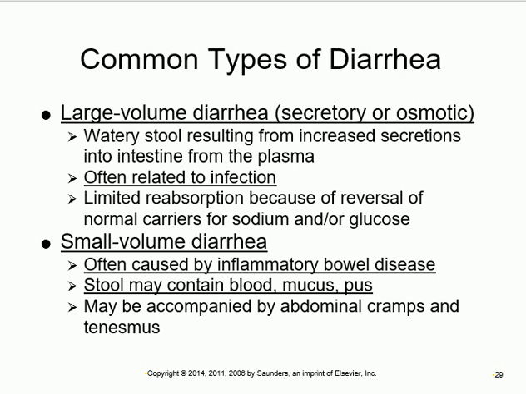Now describe the diarrhea for me. Yes, this is medicine. Describe the diarrhea for me. Large volume. It's watery, but it's large volume. I tell you this is called osmotic or secretory diarrhea. And most of the time it will be infection. Most of the time, infection.